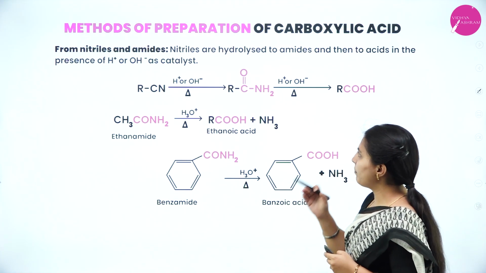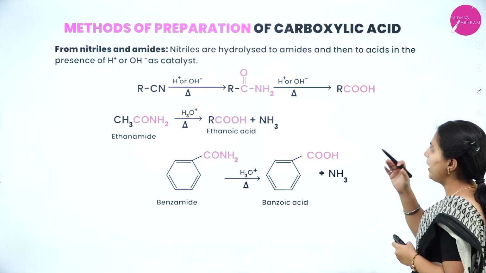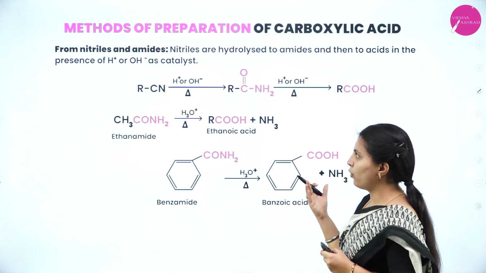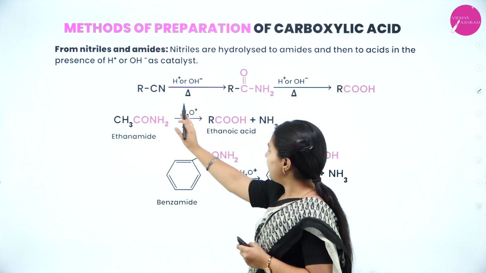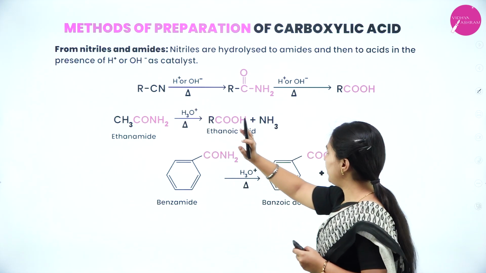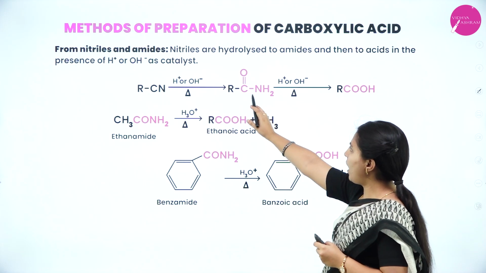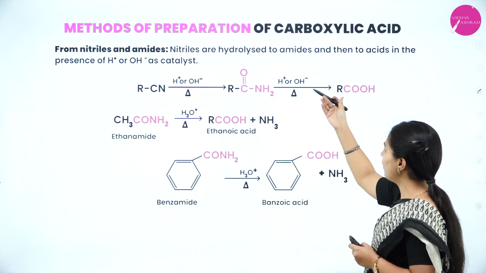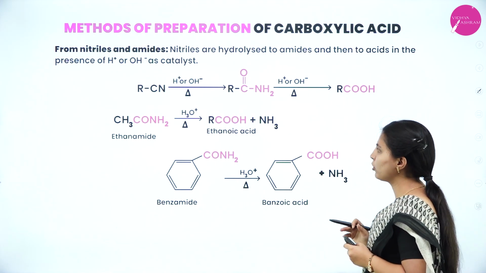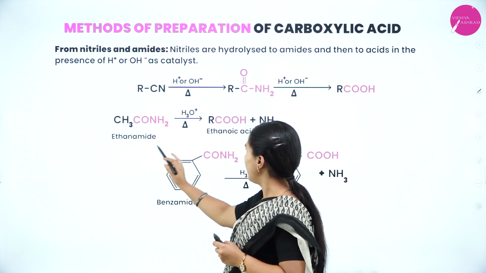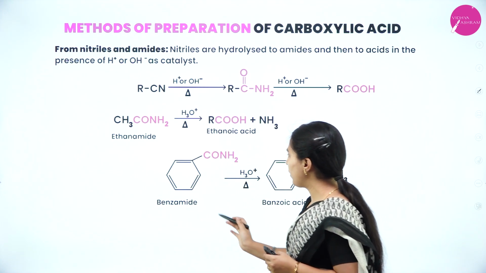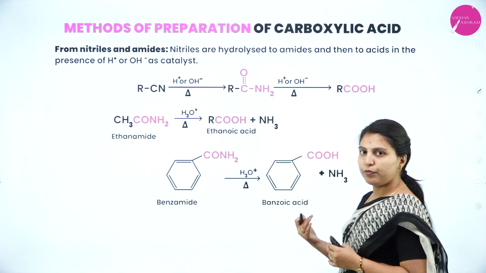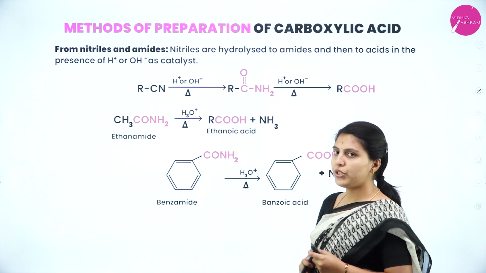Okay. Next, from nitriles and amides. Nitriles are hydrolyzed to form amides and then to acids in the presence of H+ or OH- as catalyst. Nitriles in acidic or basic medium form amides, RCONH2, which is an amide, and next in the presence of acid or basic medium it will form carboxylic acid. This is ethanamide, and ethanoic acid will be formed. From benzamide, benzoic acid will be formed. The corresponding acids will be formed depending on which amide we have used.